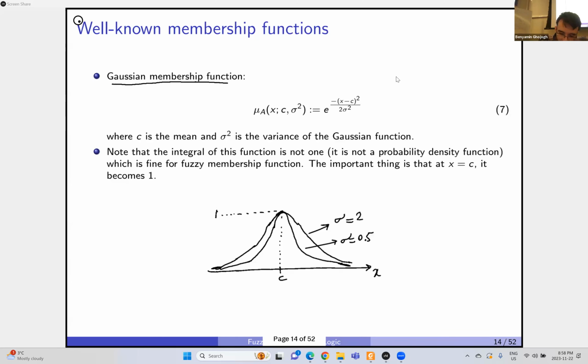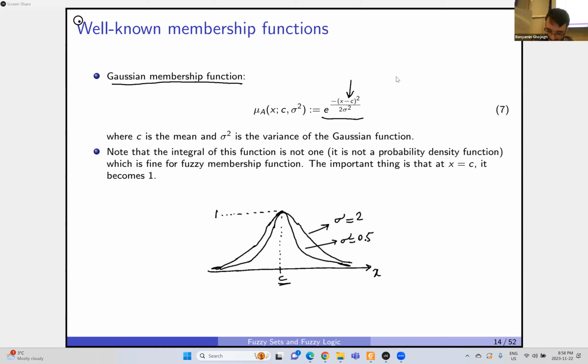We can have Gaussian membership function. So what is this? Exponential operator. It is very similar to the probability density function of Gaussian distribution, but it doesn't integrate to 1, because we don't want it to. The only thing is that at the center C, or mean C, I want its membership to be 1. And it happens. Set X to C, it becomes e to the power 0, which is 1.